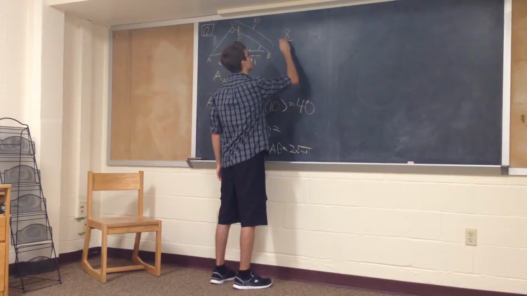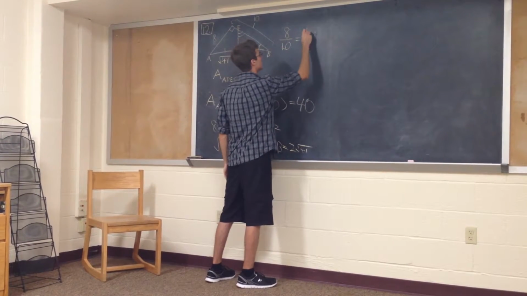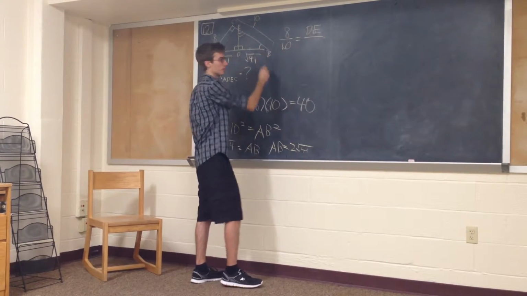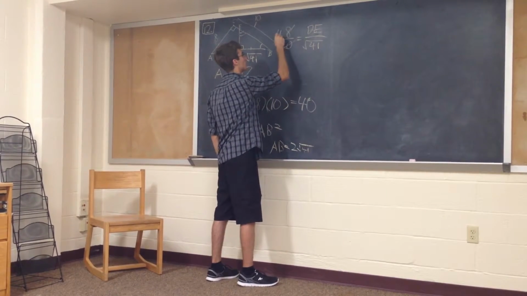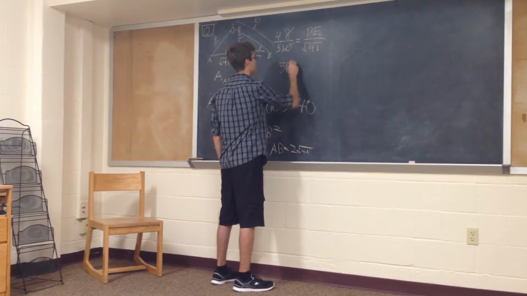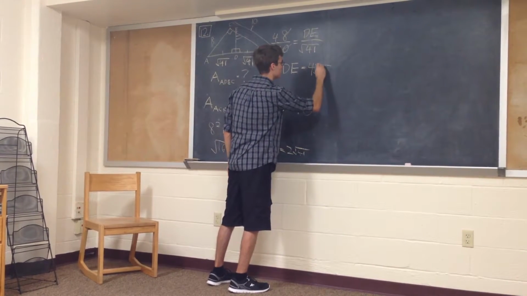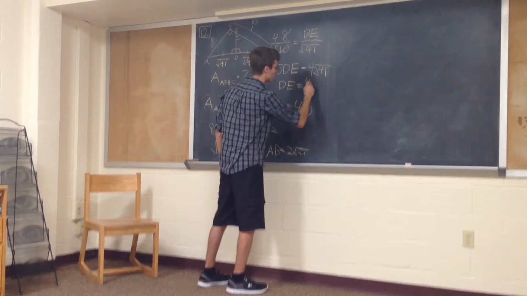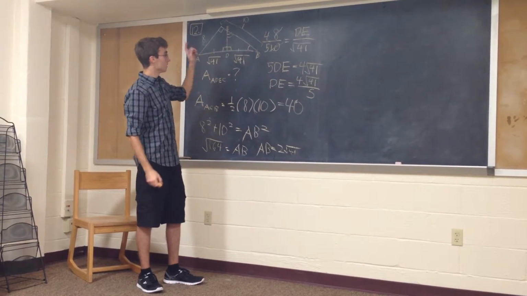So we get 8 over 10, base over height for the large triangle, is equal to the base, the one we don't know and are trying to solve for, DE, over DB, the height, root 41. I'm just going to simplify this. 8 over 10 is 4 over 5. Cross multiply, and we get 5 times DE equals 4 root 41, or DE equals 4 root 41 over 5. And that is the length of DE.